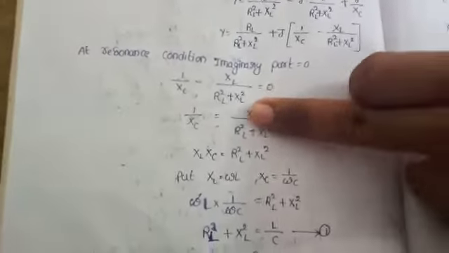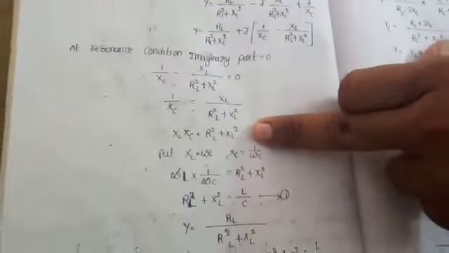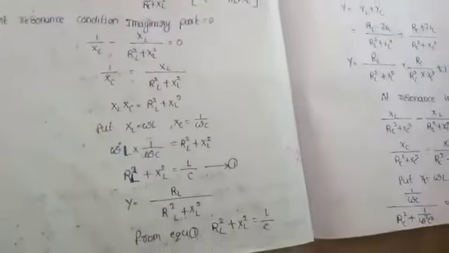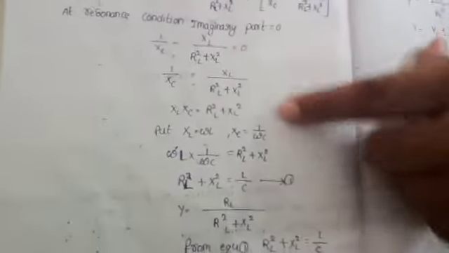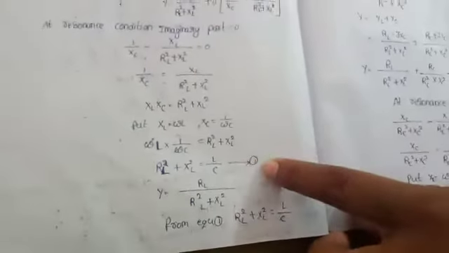So XL XC, cross multiplying: XL XC equals RL square plus XL square. But XL equals omega L and XC equals 1 by omega C. Therefore RL square plus XL square equals L by C, taking this as equation 1.